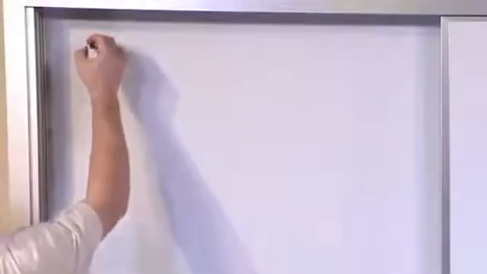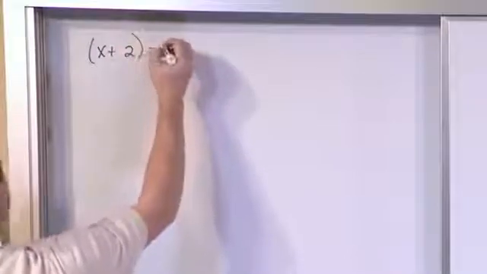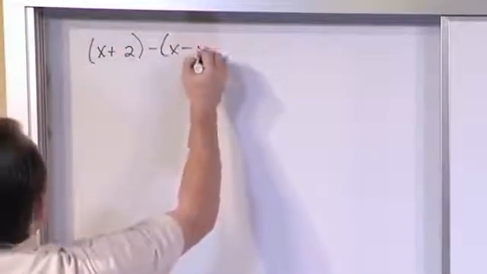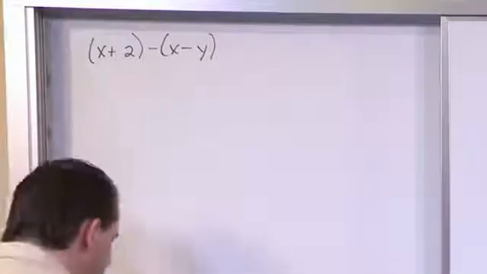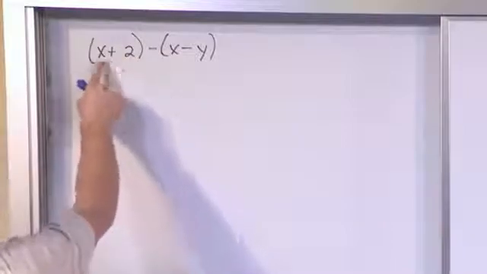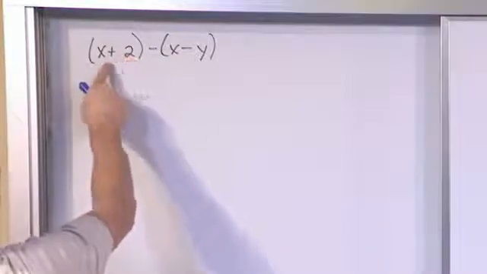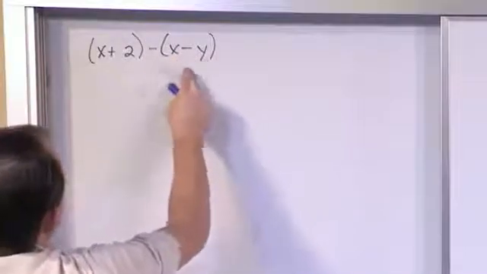All right, now what if you have x plus 2 in parentheses minus x minus y? And we're asked to simplify this expression. First thing you do, of course, is you go inside the parentheses and see, can I add these together? Well, you can't add these together because there's no x over here. So you can't do anything there. This is dealing with x's and this is dealing with y's, so these are totally different.